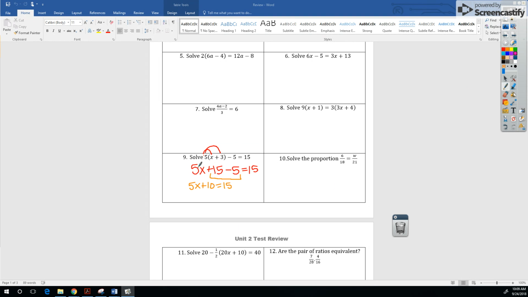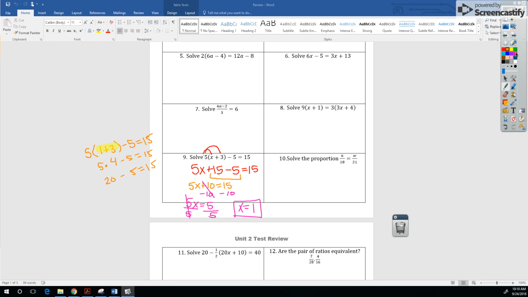Now I'm going to start my inverse operations. Subtract 10, subtract 10. That leaves me with 5x equals 5 from 15 minus 10. Divide by 5, x equals 1. Nice and easy to sub this in again and make sure that it works. Go to the original problem and put a 1 in. Now it's just an order of operations problem. Combine up the inside of your parentheses first. 1 plus 3 is 4. 5 times 4 is 20. Subtract the 5, 15. Just like we wanted.